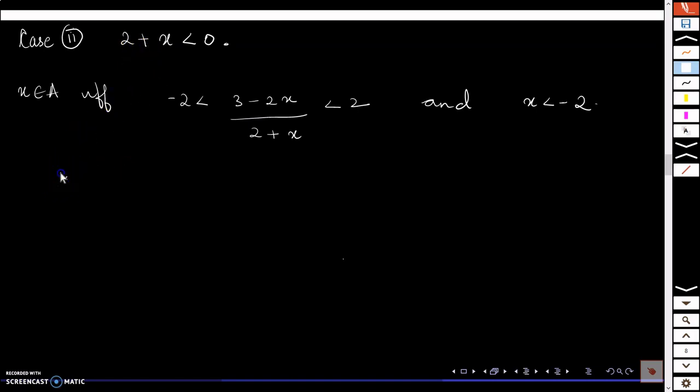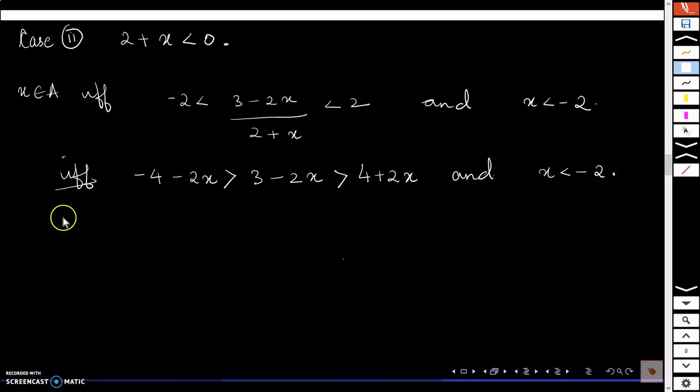But when will that happen? Now 2 plus x is negative here. So when I multiply this term throughout, the inequality will be reversed. Other things will be the same. So let's multiply. I multiply this here first. I have minus 4 minus 2x. This less than will become greater than because I am multiplying by a negative number. 3 minus 2x will remain as it is. This will get reversed. And here I have 4 plus 2x. And along with this, I should have x less than minus 2.